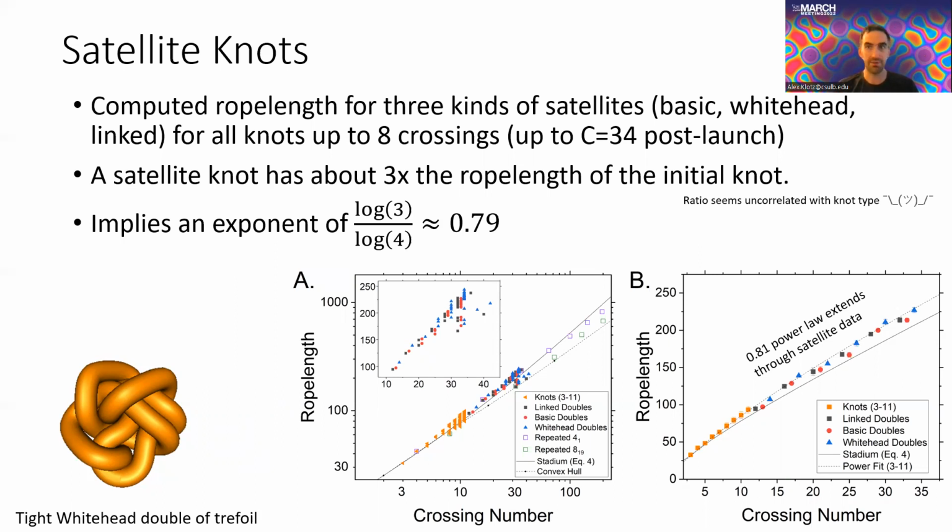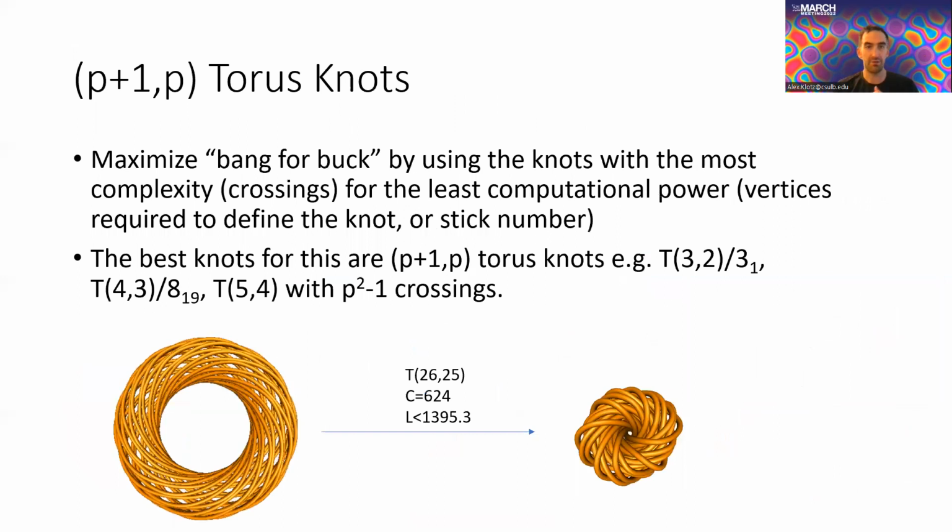Obviously, that's too strong a claim to make, but I think this is intriguing. So doing this made us realize that computation is slow, and I really wanted to push this limit of measured rope lengths beyond 11, beyond 34. And to do that, I needed a type of knot with the most crossings for the fewest vertices.